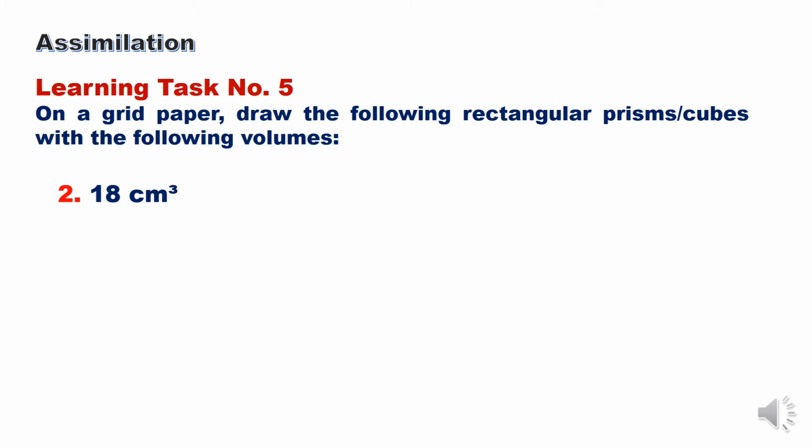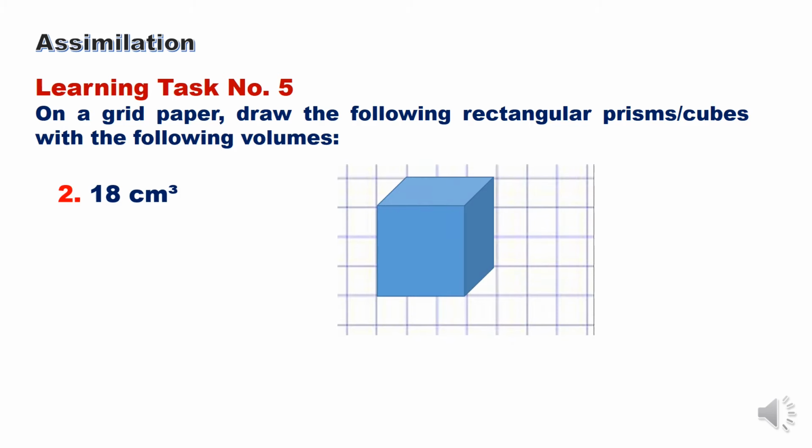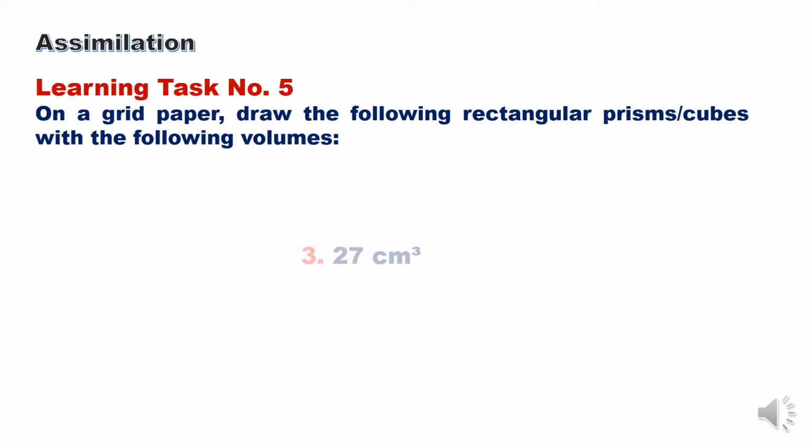Number 2, 18 cubic centimeters. That is also a rectangular prism. And the dimensions, the length is 3 centimeters. The width is 2 centimeters with a height of 3 centimeters. Now it's your turn. Try to answer number 3, number 4, and number 5.